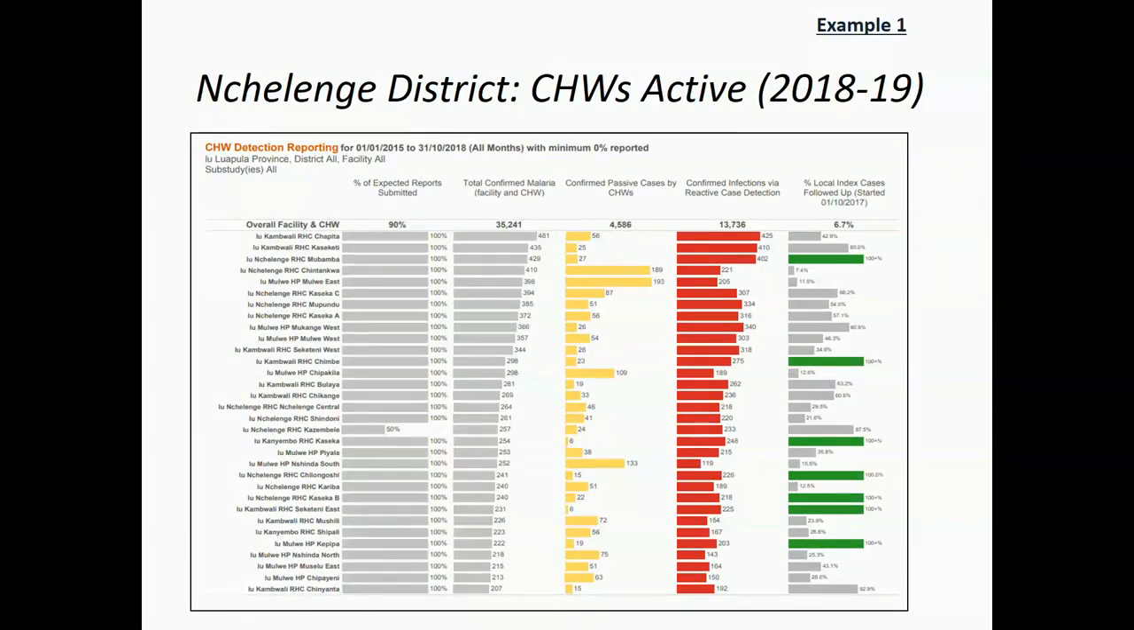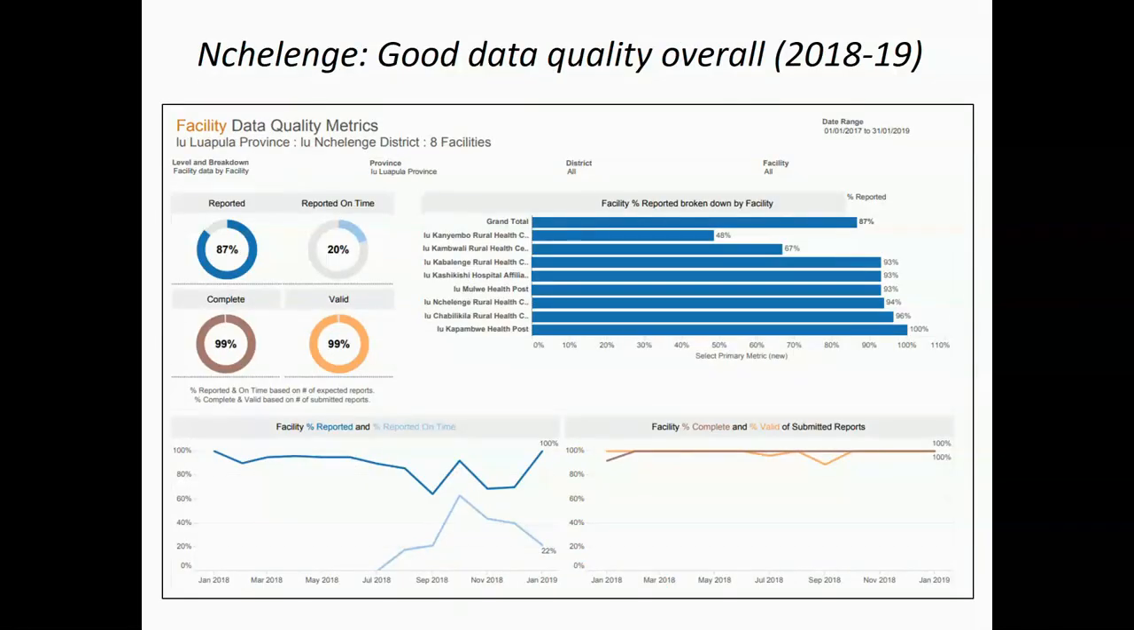So we also track the activity of the community health workers as more of a supervisory tool as well, to be able to see how well they are doing their case follow-ups, for instance, how many patients they're actually seeing, and so on. So we also have additional data with regards to reporting, and this really helps us understand the dynamics of the reporting system that we have in place.